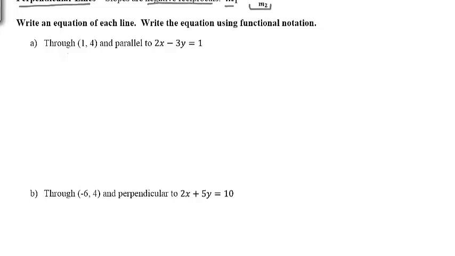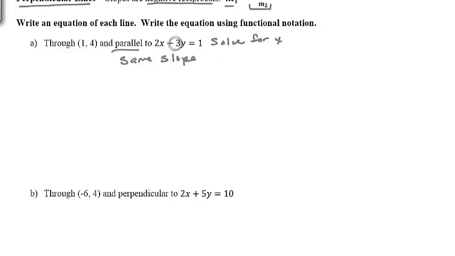And this line passes through the point 1, 4, and it's parallel to the line 2x minus 3y equals 1. So the first step is to figure out what the slope of this line is, and then our line is going to have the same slope because we want them to be parallel. So in order for us to figure out what this slope is, we need to solve this equation for y. And then the slope will be the number in front of x.